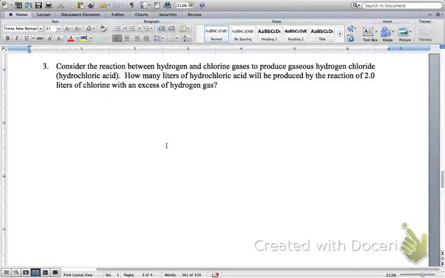All right. So it says, consider the reaction between hydrogen and chlorine gases. What's the formula for hydrogen gas? H2. Remember, it's one of those diatomic gases.